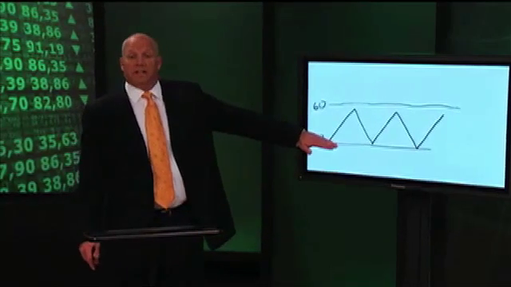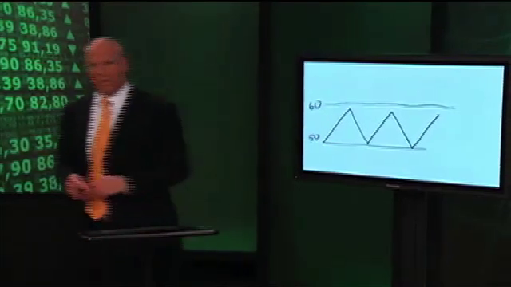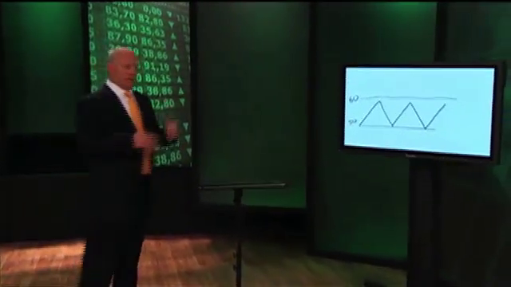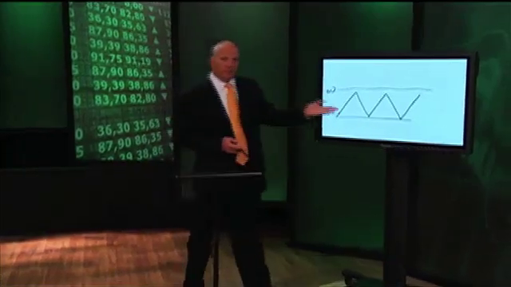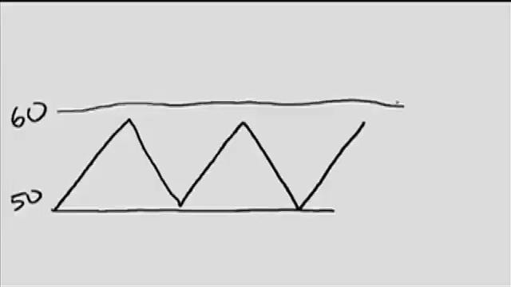Every time the stock hits down around 50, buyers come in, stock moves up. Every time it gets up around 60, sellers come in and the stock moves down. So this is a very easy stock to trade in between $50 and $60 a share. Gets down to 50, you buy it. Gets up around 60, you sell it. So this is a consolidating pattern. Stock trades pretty consistently between 50 and 60.